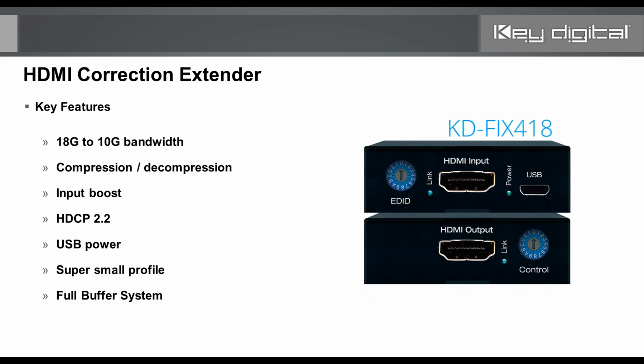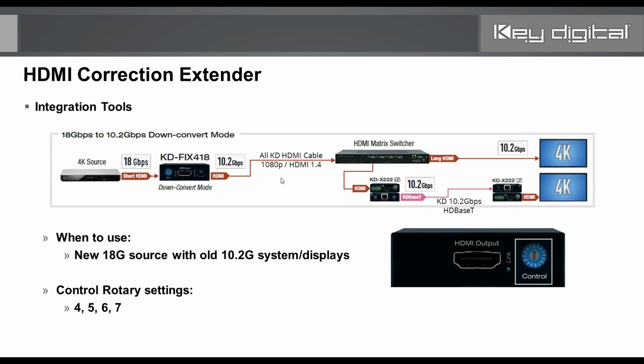It is USB powered because it is so small, and fully compliant with HDCP 2.2. This is going to be a way for you to resolve those 18 gigabit per second integration issues. So what are these integration issues, and what are the tools that KeyDigital gives you to correct them? Well, using the control rotary on the Fix 418, we can activate 18G to 10.2G down convert mode. We set the control rotary to 4, 5, 6, or 7.